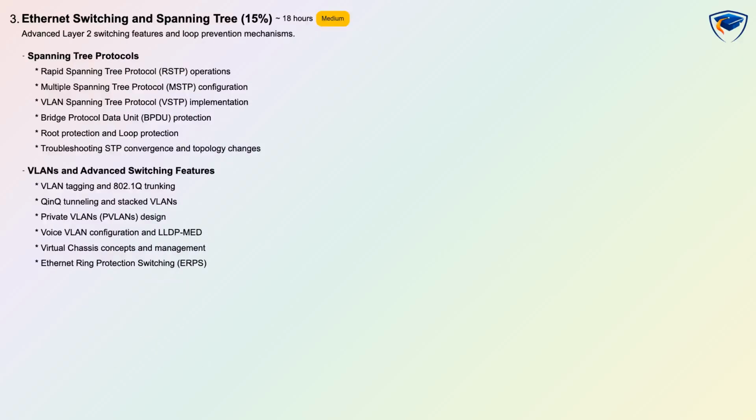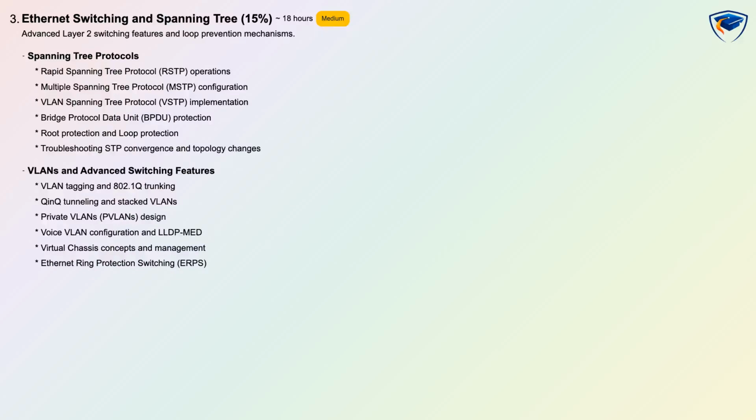Ethernet switching and spanning tree accounts for 15%, is medium difficulty, and requires roughly 18 hours of hands-on and conceptual study. You will learn spanning tree protocols including RSTP, MSTP, and VSTP, and how to configure BPDU protection, root protection, and loop protection while troubleshooting STP convergence and topology changes.